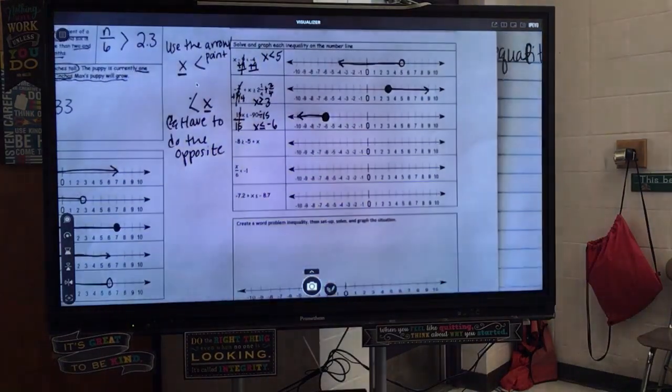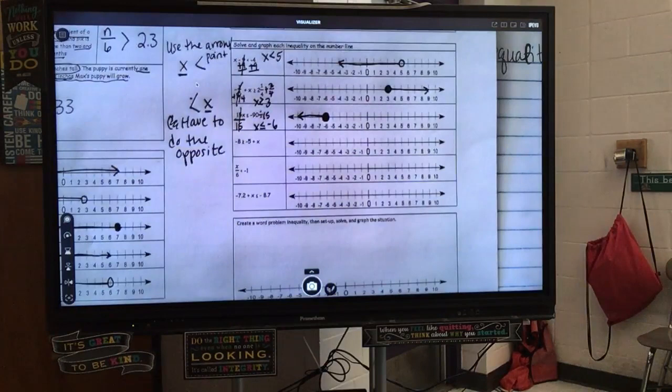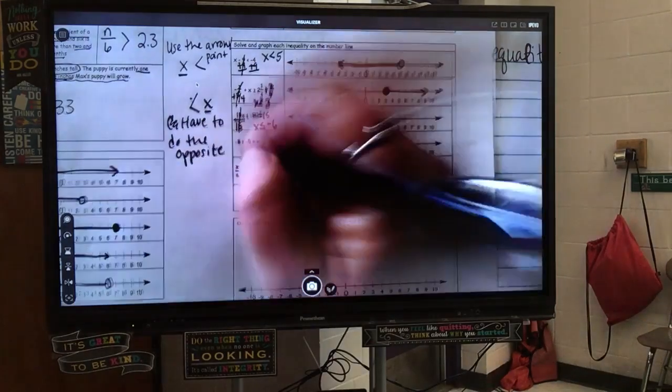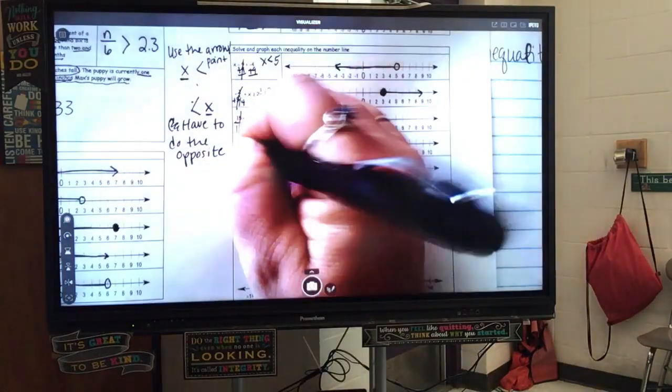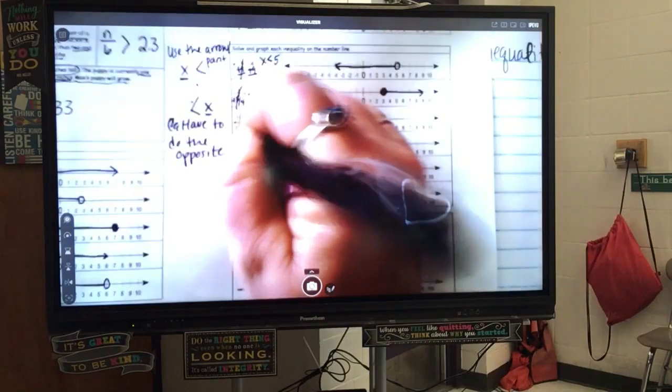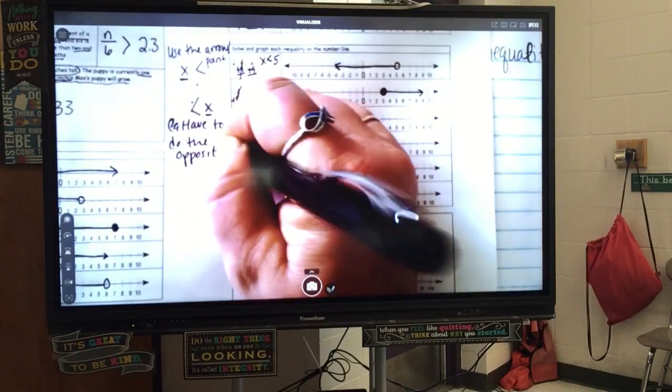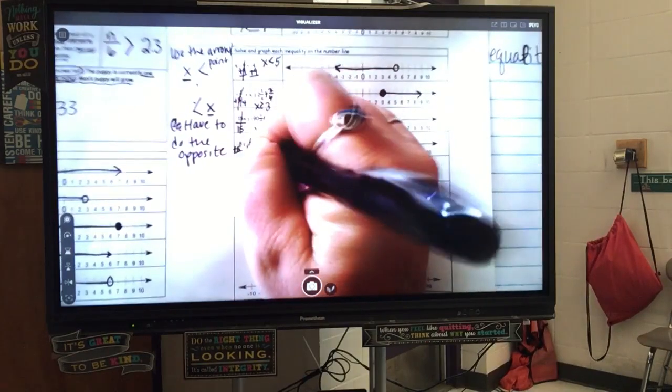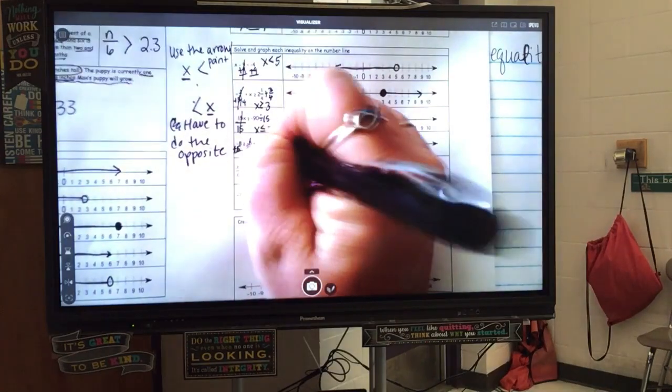Alright, the next one, -8 is greater than or equal to -5 plus x. What do we do here? Add. What do we add, 5 or 8? 5. Yep. That cancels, so we do plus 5 here. So we end up with -3 is greater than or equal to x.